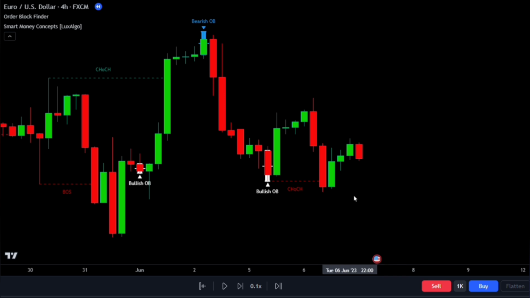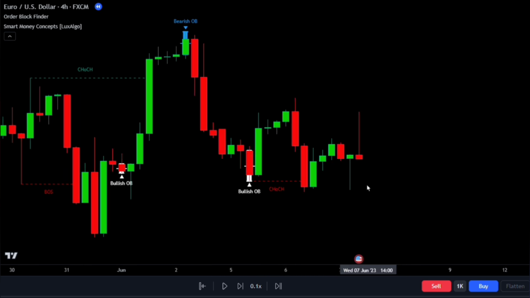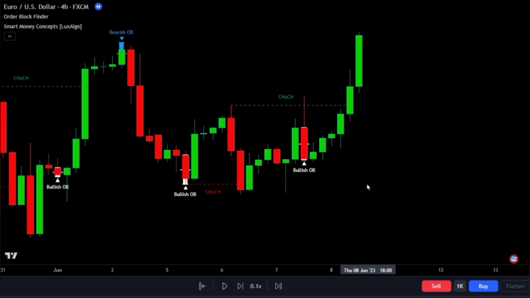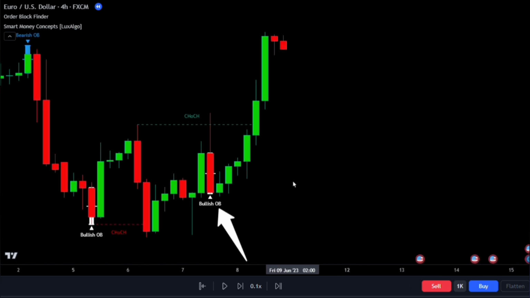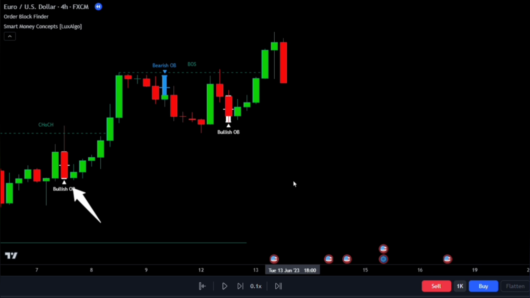Alright, let's break down the conditions for entering trades in simpler terms. To enter a long trade, we follow a few steps. First, we need to see a change in the market behavior that indicates a shift towards bullishness. We look for this change on the Smart Money Concepts indicator. Second, we search for a specific pattern called a bullish order block within that change. It helps us pinpoint potential entry points. And third, we wait for confirmation of an upward breakout, where the price breaks through a certain level. Once we have all these conditions met, we can enter a long trade.